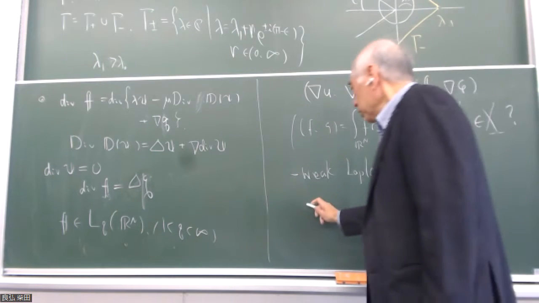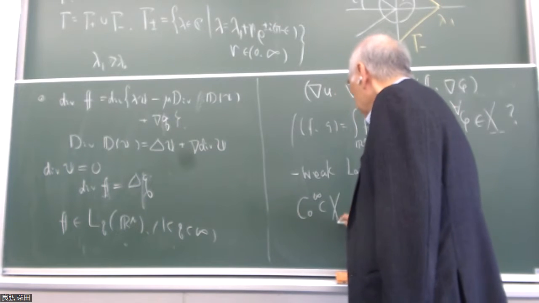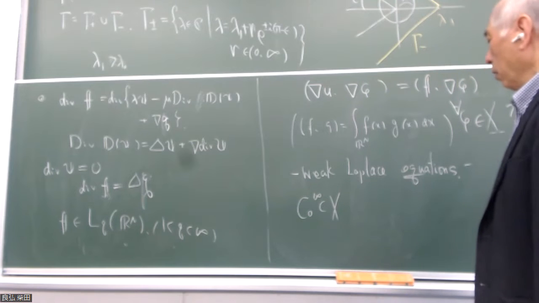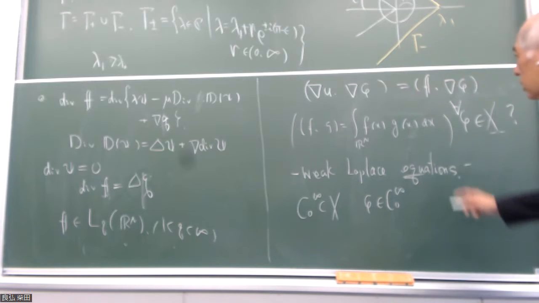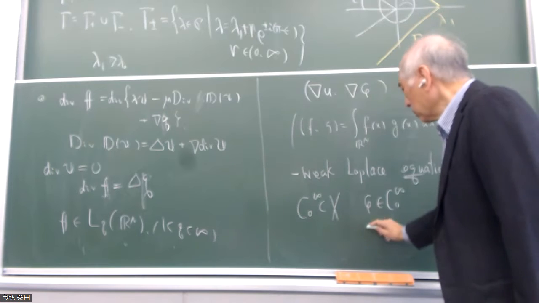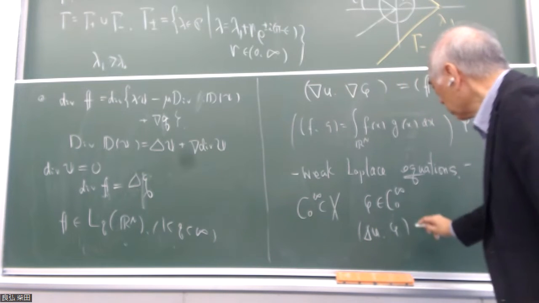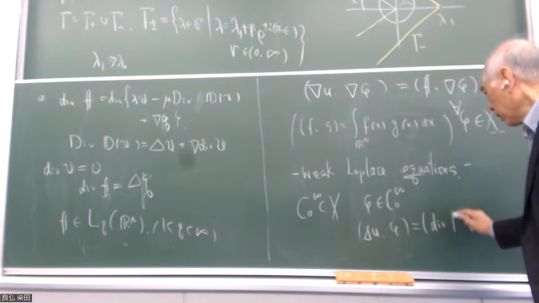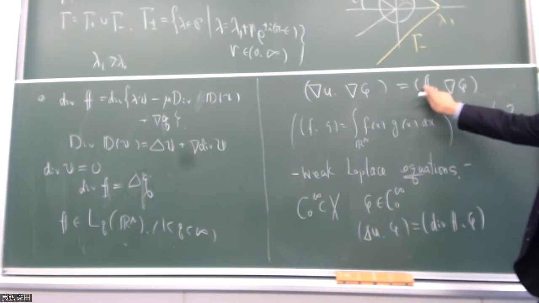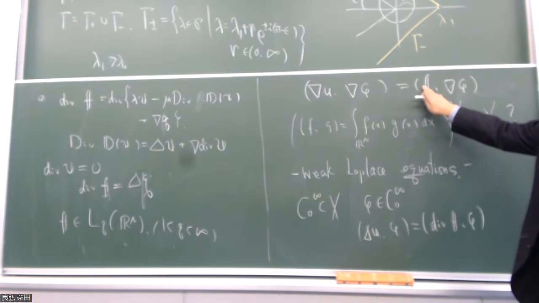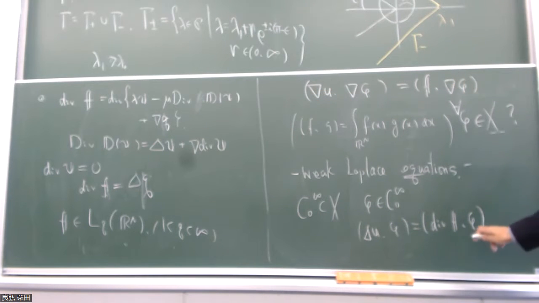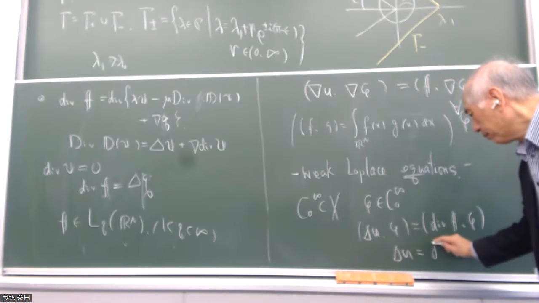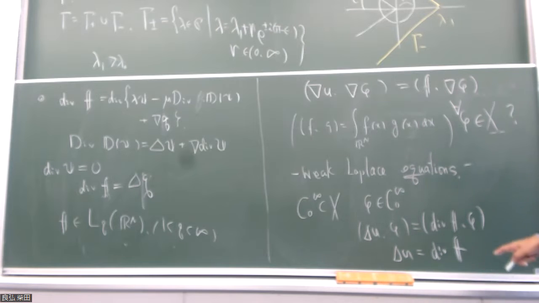And then this space, of course, should contain C0 infinity functions. Why? If phi is in C0 infinity, then by integration by parts, the Laplace of u against phi is the gradient, and nabla goes to the divergence, and also nabla phi is the Laplace. Therefore, in the distribution sense, you have this equation. So you satisfy this in the distribution sense.